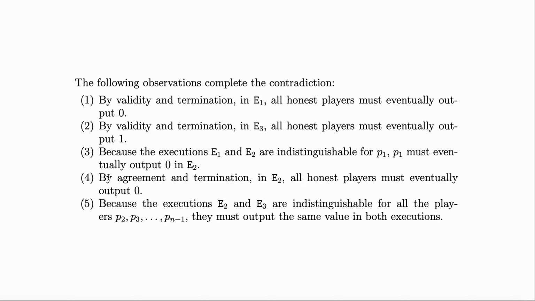And by agreement and termination in E2, all honest players must eventually output 0. And then lastly we reach the contradiction. Because the executions E2 and E3 are indistinguishable for all the players P2 up to Pn minus 1, they must output the same value in both executions, which means they have to output 0 and they have to output 1 as well. So we reach our contradiction.